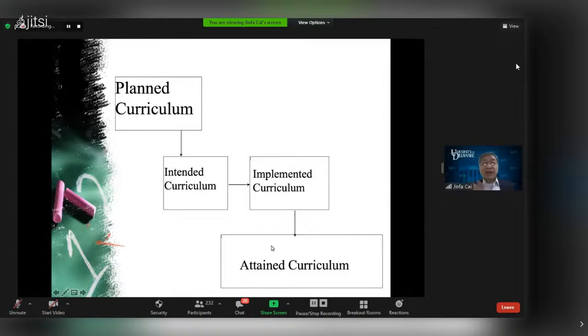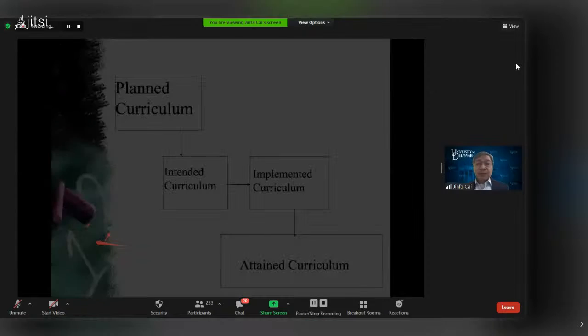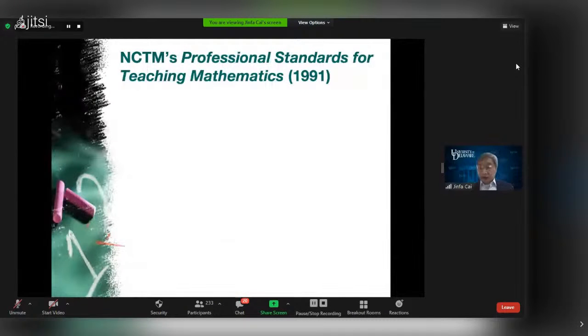Maybe the attendees in this presentation could think about your classroom or your country's curriculum standards and textbooks, and how much problem posing has been included. So to make my point, I will give you a little bit of empirical evidence here. I will first look at the NCTM 1991 Professional Standards for Teaching Mathematics.